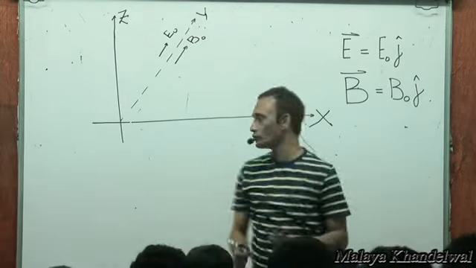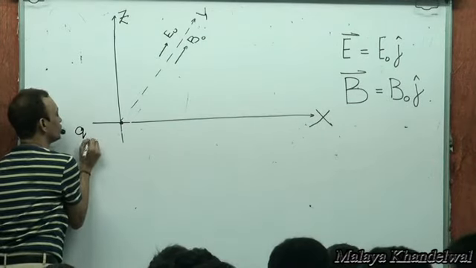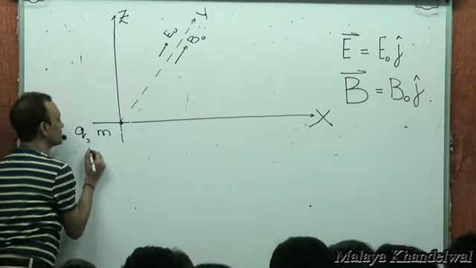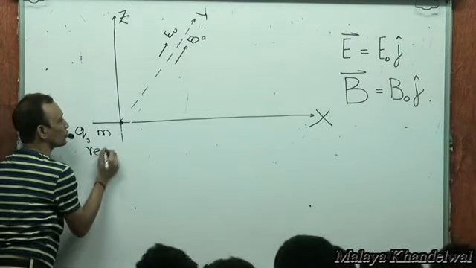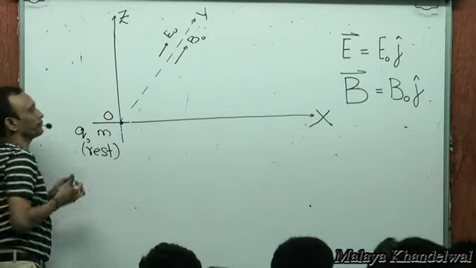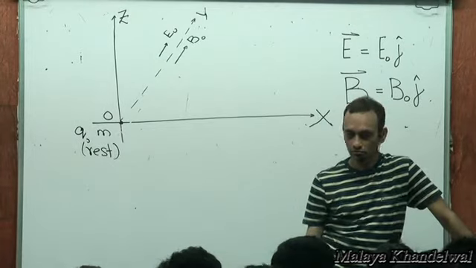This is the case we are going to examine. We would release a charge q of mass m. Let's assume q is positive. Mass m starting from rest at the origin of coordinates. We will examine the motion of this particle in this region.